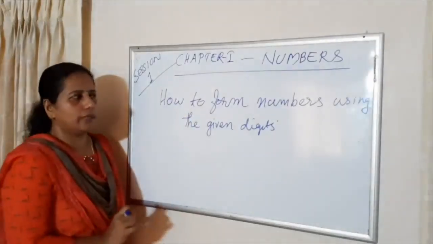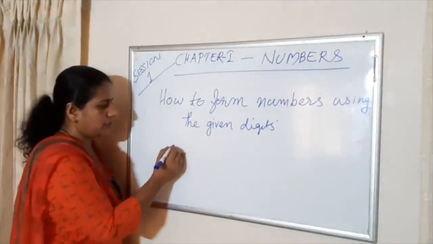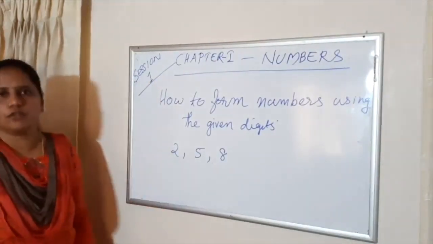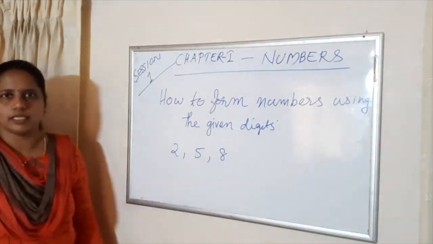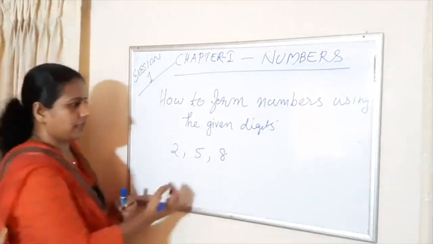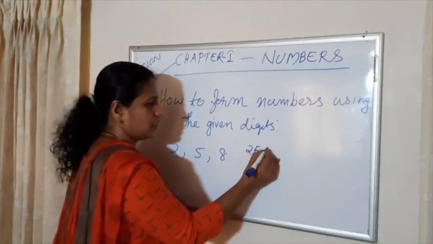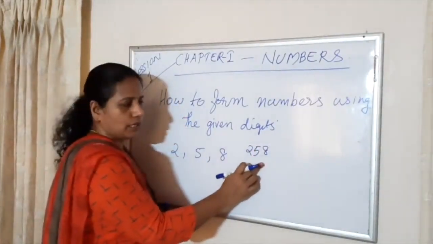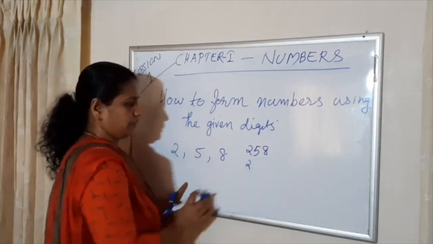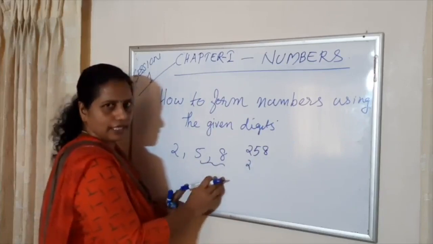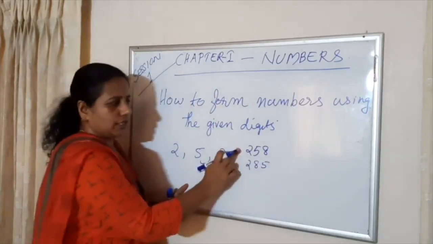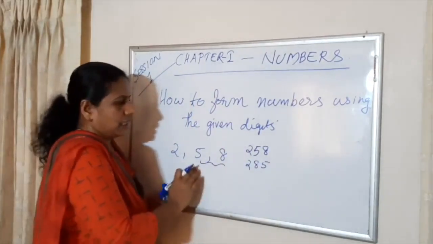Next, how to form numbers using the given digits. For example, 2, 5, 8 are the given digits. We want to form numbers using these digits. How many numbers will we get? Anyone can say? Yes, we can write these digits together, that is 258. Next, keeping 2 itself and interchanging 5 and 8, you will get 285.